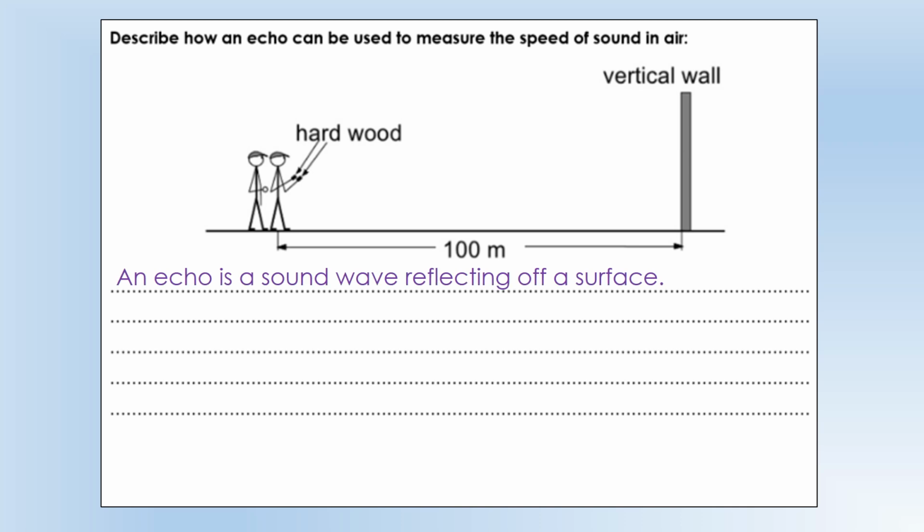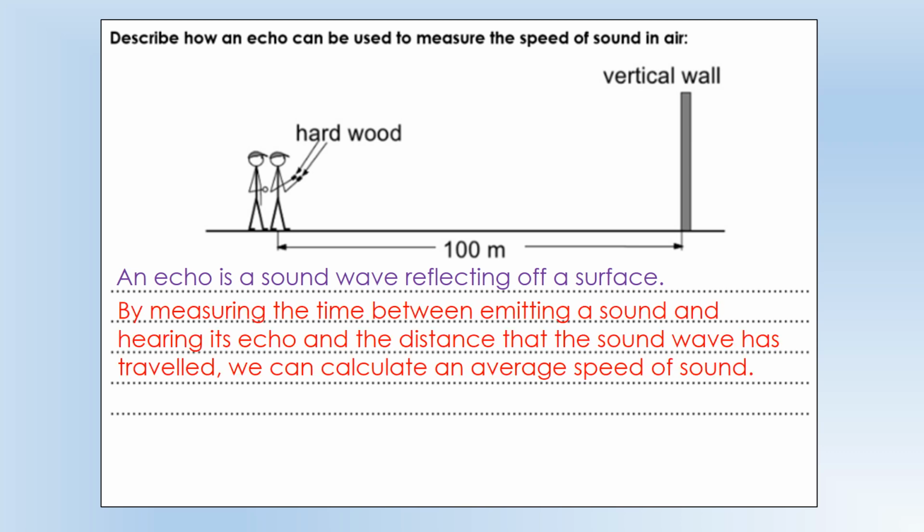So what we do is, as I said, we use echoes. That's why we need this wall you can see on the diagram, because we need an echo to be produced. And what we're going to do is measure the time between emitting a sound wave and hearing its echo. And we also need to measure the distance the sound wave has traveled. On the diagram, we've made it a nice easy distance. The sound wave is going to travel 200 meters between being emitted, being reflected, and then coming back to you. And once we've measured the distance and the time, we can work out the average speed.